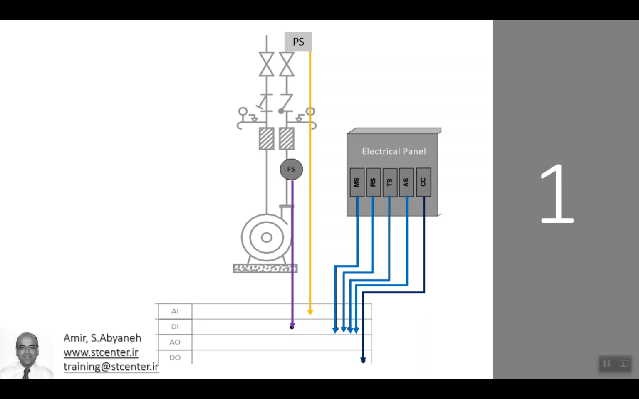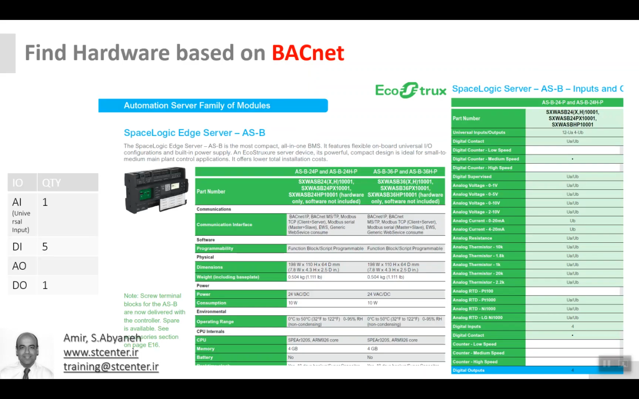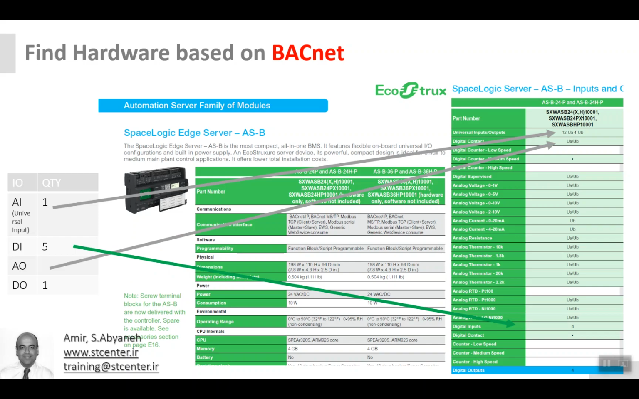Finally, we need 1 digital output to switch the pump on and off. That's it. When the I/O table is ready, based on that we can go and select the right digital input/output plus controller from the BACnet controller or KNX controller and similar. Based on that, we should go to the datasheet and select the right product.